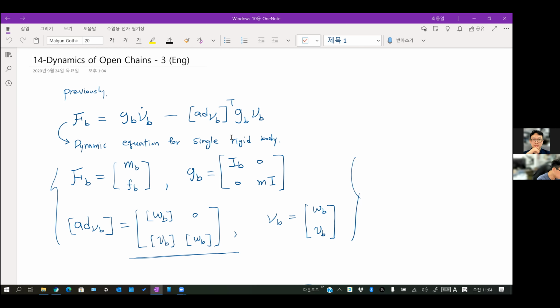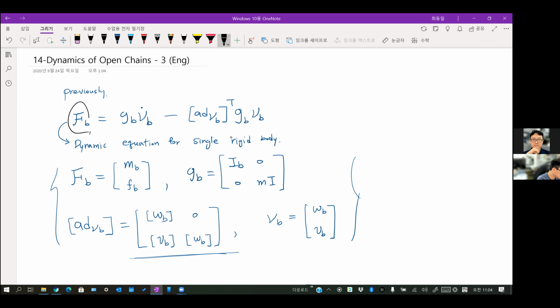Here, the force is stacked with the moment and force. This is the rotational part, and this is the linear part. And the spatial inertia matrix is also constituted by the rotational inertia matrix and mass.